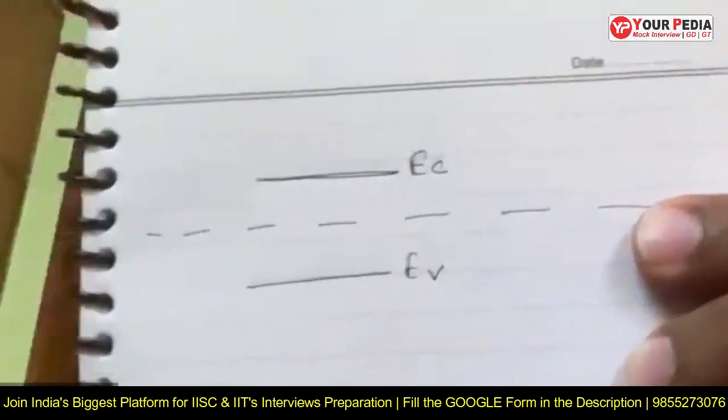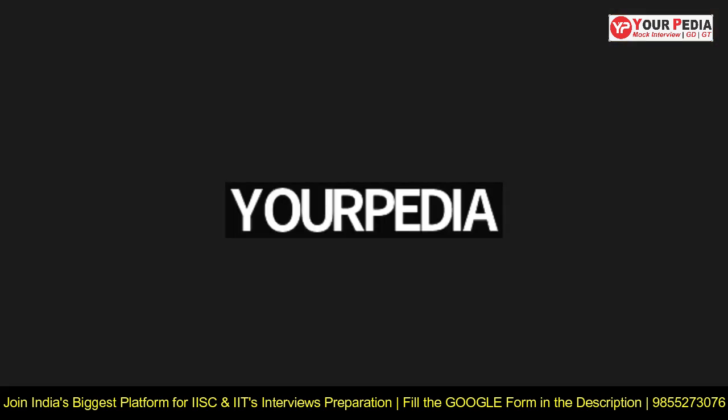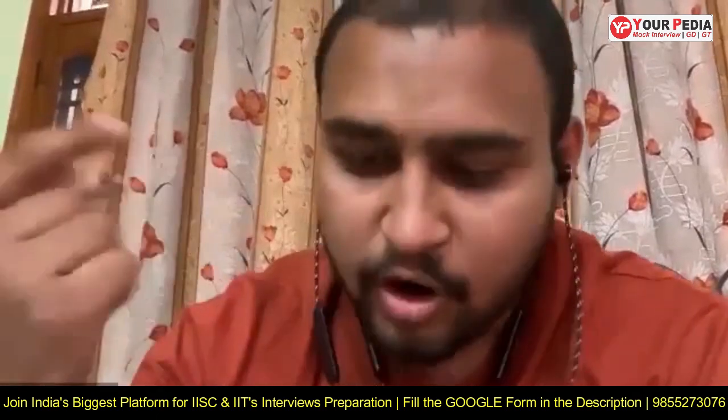It might not be seen clearly due to mirror imaging. Okay, sir. So this is created. For the electrons to move from the valence band to the conduction band, first let me explain the conduction band. The conduction band is a band where the electrons become very free.